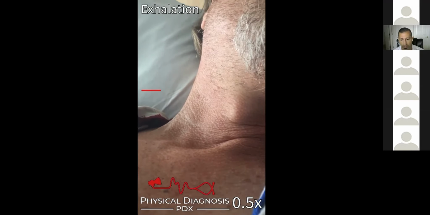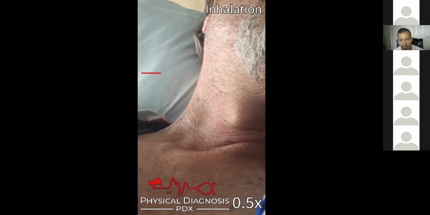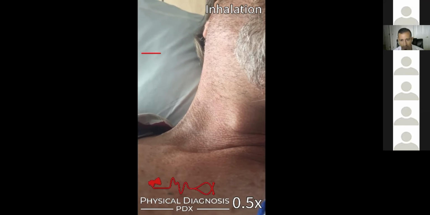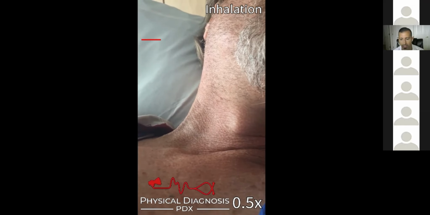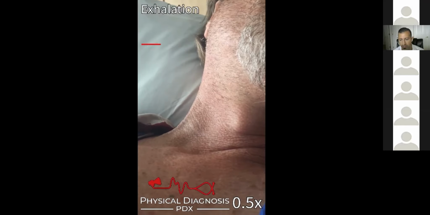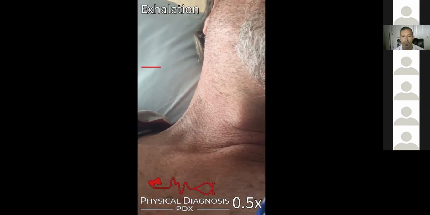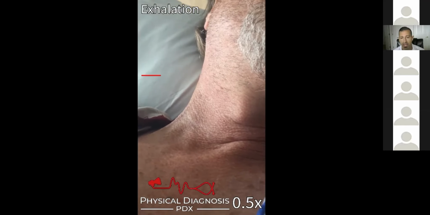So here we see the jugular venous pulse right in the middle, and as the patient breathes in, look how it climbs up the neck. See, now it's all the way at the top of the neck near the angle of the jaw. That is Kussmaul sign. Caesar is absolutely right. Daniel's right. And so this patient has Kussmaul sign.